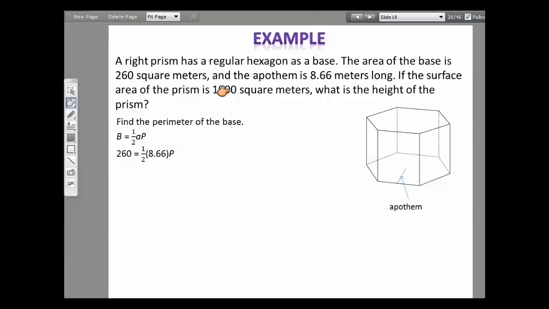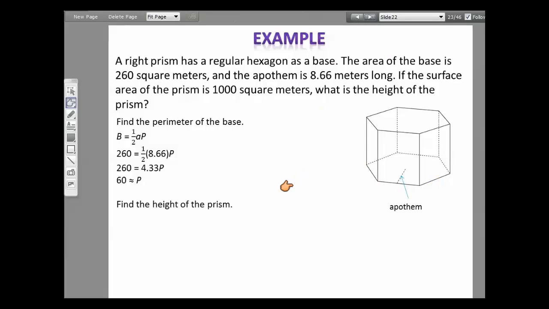So I plug in, they gave me the apothem is 8.66, so I plug that in for the little a. And remember, I'm solving for P, the perimeter. So let's see what we do next. We're going to take half of 8.66, which gives us 4.33. Then I'm going to divide both sides by 4.33. And I get approximately 60. Notice I went from an equal sign to an approximation sign. That's because it probably had ugly decimals. So my perimeter is approximately 60 of this hexagon. So this hexagon has a perimeter of 60.